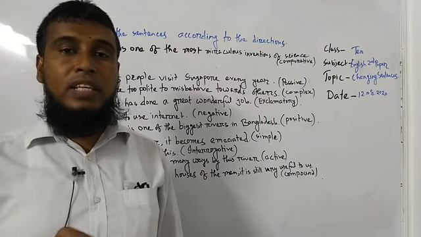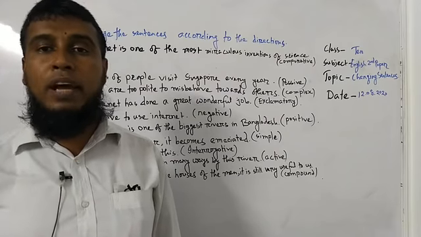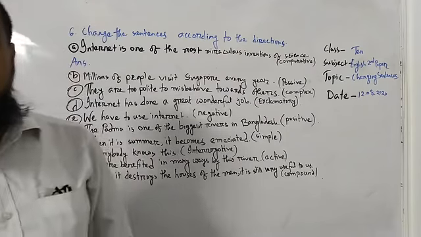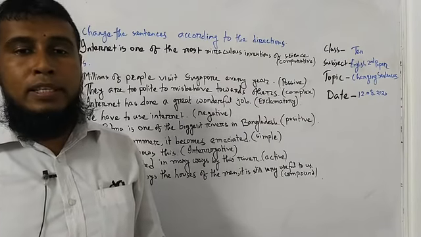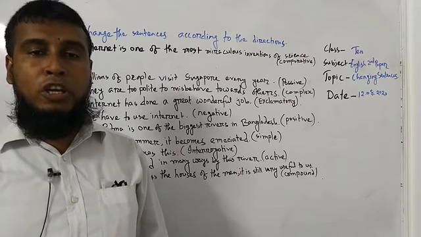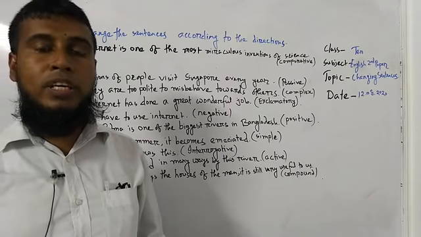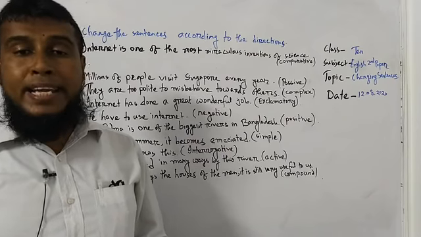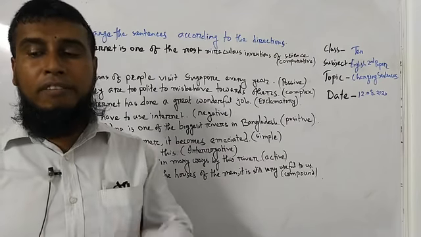In a negative sentence it will be "no sooner had... than." For example, "As soon as I reached college, the rain started." In a negative sentence it will be "No sooner had I reached college than the rain started."